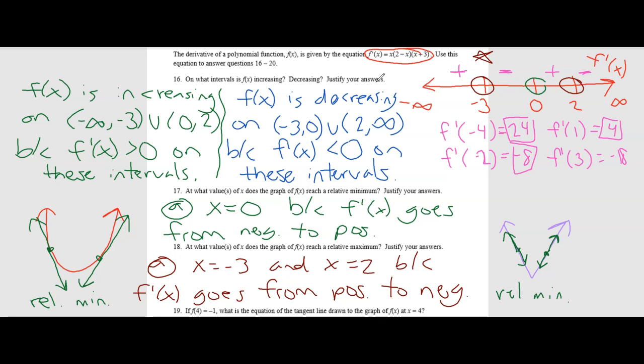Okay, I am going to erase what we have, and then we're going to work on the last two parts. I believe we have 19 and 20. Yep. So number 19 says, what is the equation of the tangent line drawn to the graph of f of x at x equals 4?